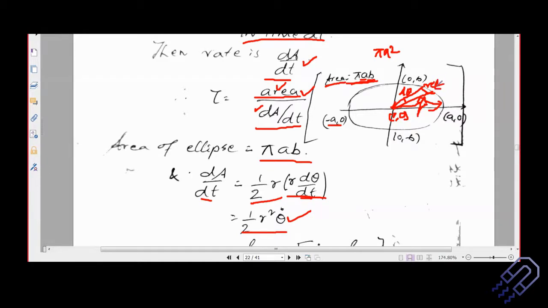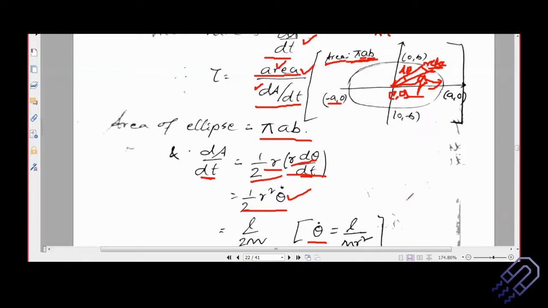So that means dA would be half base into altitude. Base is nothing but r, and altitude is r d theta. So it is half r into r d theta, and then divided by dt, because there is a by dt here. So that's why dA by dt is half r square d theta by dt.